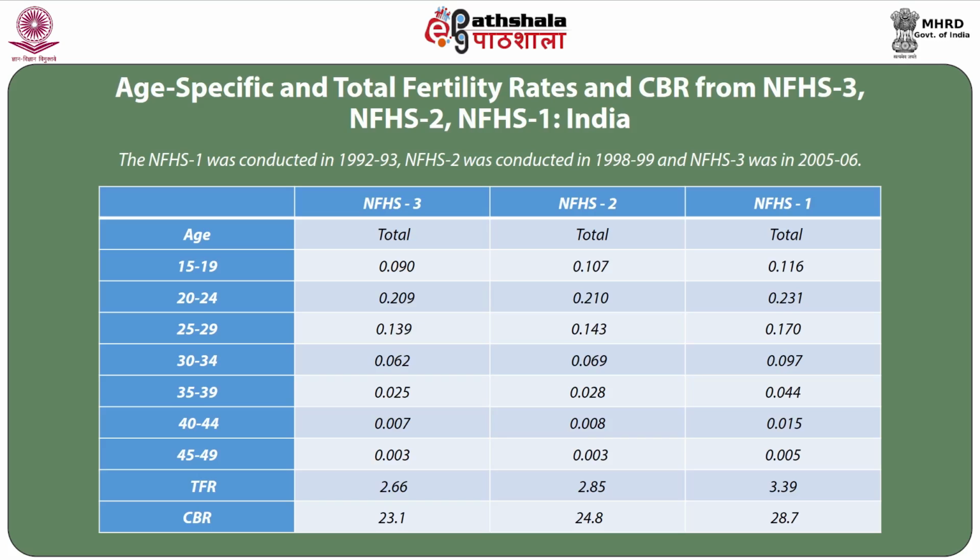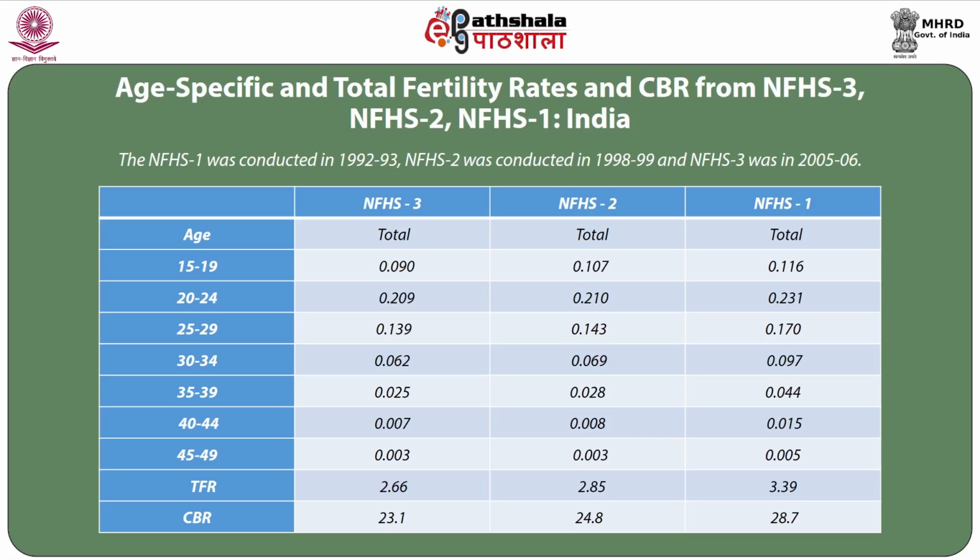In the reproductive age of 40 to 44 years, NFHS 1 showed 0.015 and in NFHS 2 0.008, and in NFHS 3 it was only 0.007. And in the last age group of women of reproductive age, 45 to 49 years, NFHS 1 showed the fertility level as 0.005 and in NFHS 2 it has come down to 0.003 and in NFHS 3 it is 0.003.